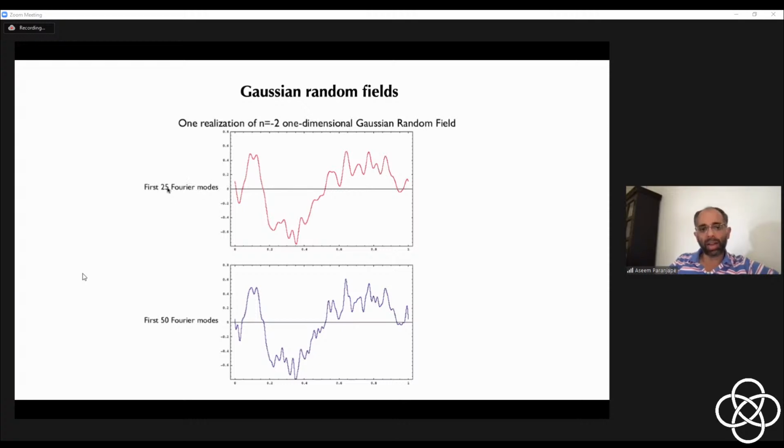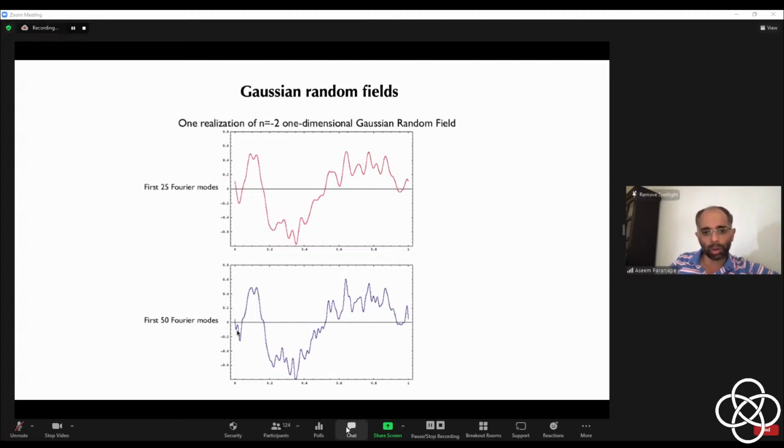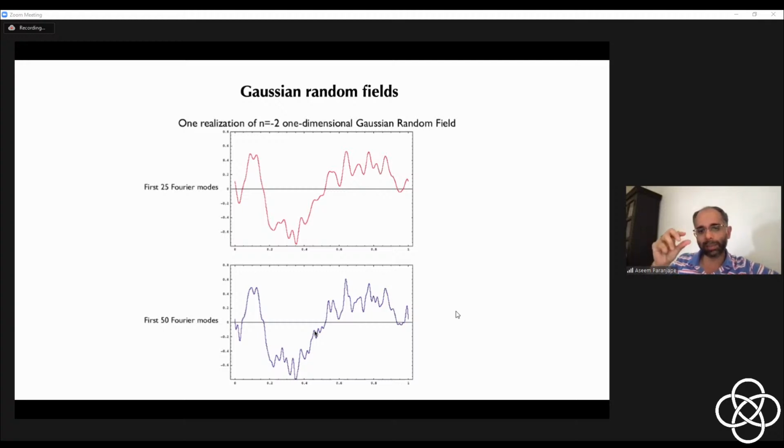Because now if I add the first 25 modes which have low k values, I get some structure. If I now add the next 25 modes which have high k, this overall structure is clearly maintained, right? This long wavelength structure is clearly maintained. What has happened is tiny amounts of high frequency fluctuations are added on top. The frequencies are still high, but the amplitude of those high frequency fluctuations is very low. And that is because this power spectrum is very steeply falling as a function of scale.